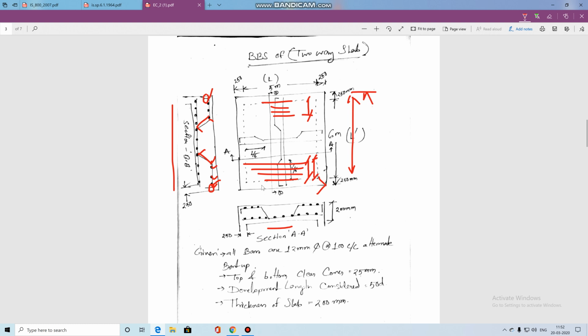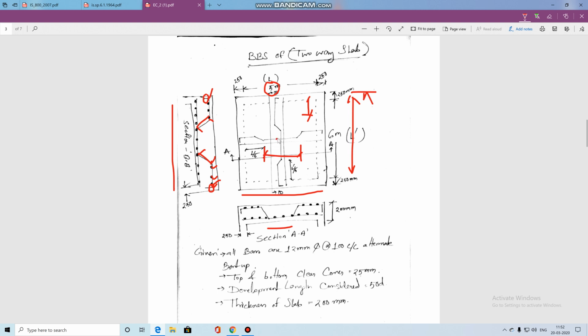Now I need to find out the length. How to calculate the length? Length is very easy. I have to use this distance. This is L by 5, here also L by 5, I just need to find this distance. Very simple. The total distance L is 5, so I just need to subtract here 5 by 5, here 5 by 5, that means 3.